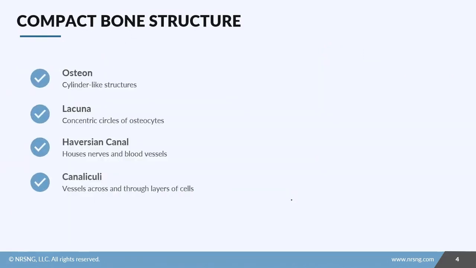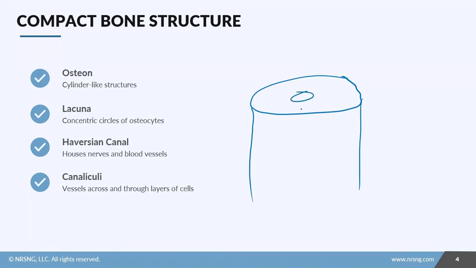So let's look at an osteon. The osteon, like I said, is the basic unit of compact bone, and it looks like this. It's a dense cylinder, essentially, and inside you have a main channel. This channel is called the Haversian canal right here. And the Haversian canal has a couple of things in it. It's got nerves, and then it's also got blood vessels.